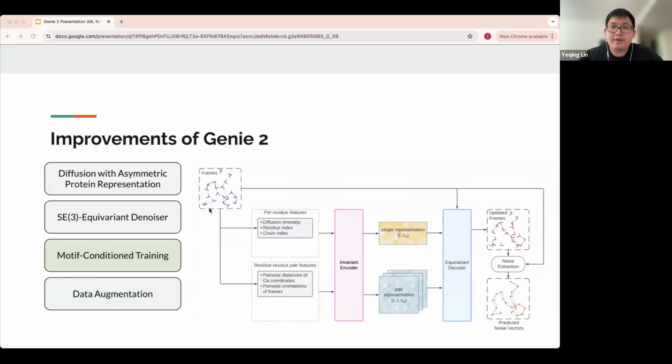Starting from the original Genie architecture, we introduce additional motif sequence information as a one-hot encoding into the per-residue features, and additional motif structure information as a pairwise distance matrix into the residue pair information. The remaining architecture remains the same.